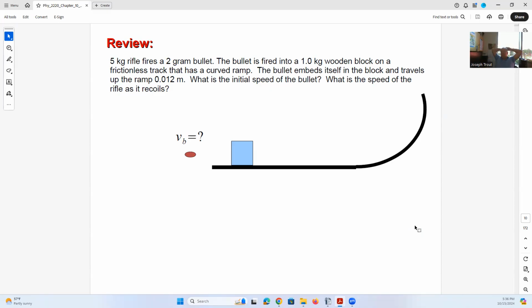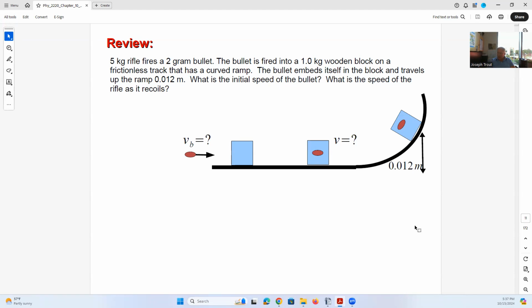This problem is a modification of the ballistic pendulum we did in class. Here, a 5-kilogram rifle fires a 2-gram bullet, and the bullet is fired into a 1-kilogram wooden block, which rides up a frictionless curve. The bullet embeds itself in the block, and it travels up the ramp to a height of 0.12 meters, so 12 centimeters. We want to know what the initial speed of the bullet is as it leaves the rifle barrel, and what the speed of the rifle is as it recoils.